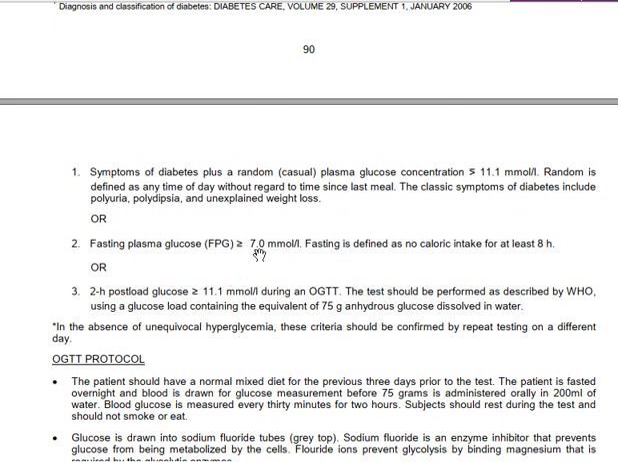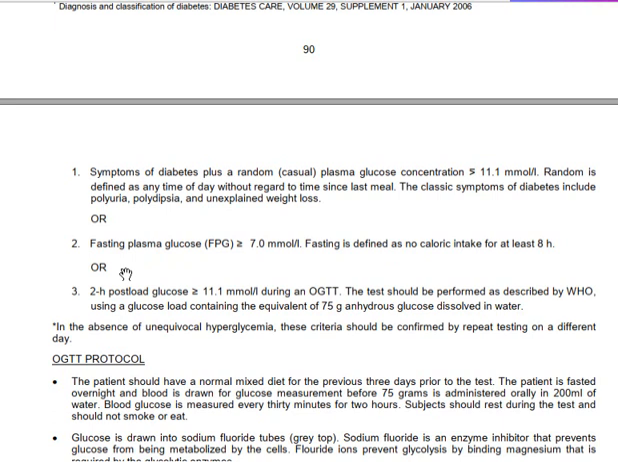The next way to diagnose diabetes mellitus is a fasting blood glucose level of greater than 7 millimoles per liter, or greater than 126 milligram per deciliter. Is it clear? Fasting is defined as no caloric intake for at least 8 hours. So here you take the glucose level in the early morning. You can drink water but no food.